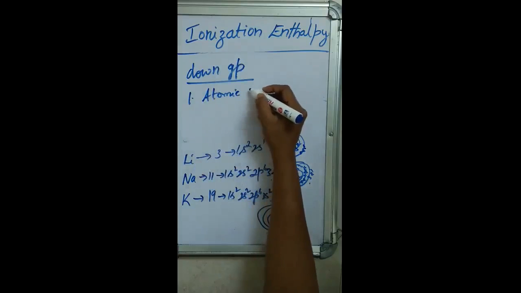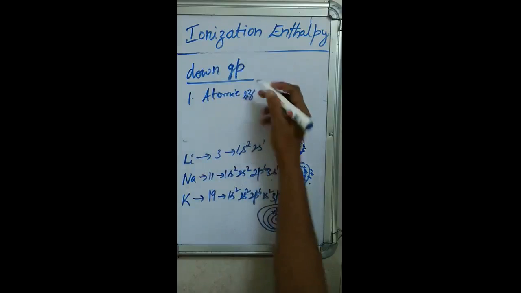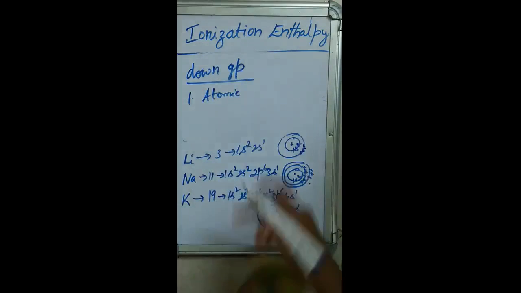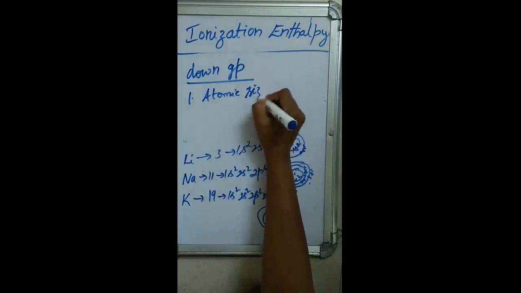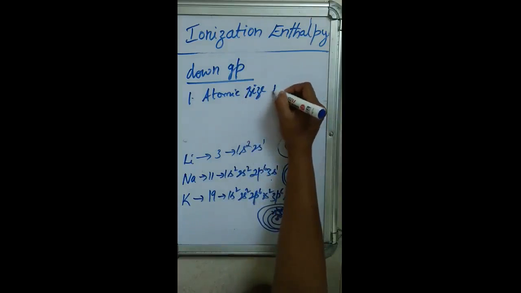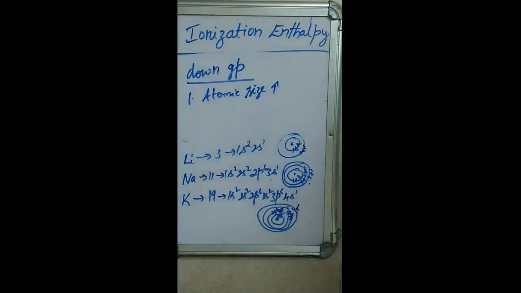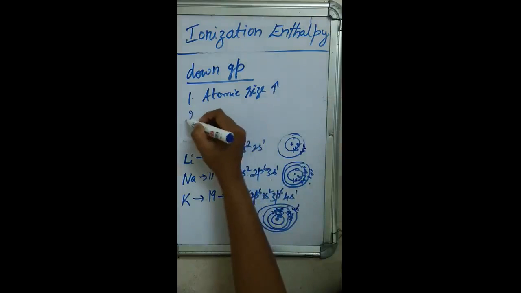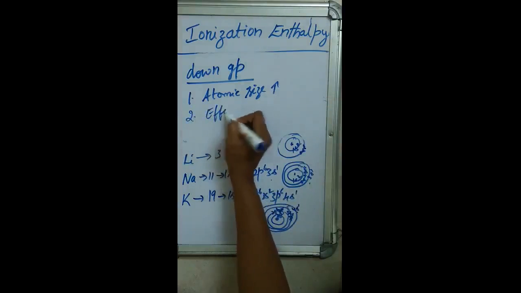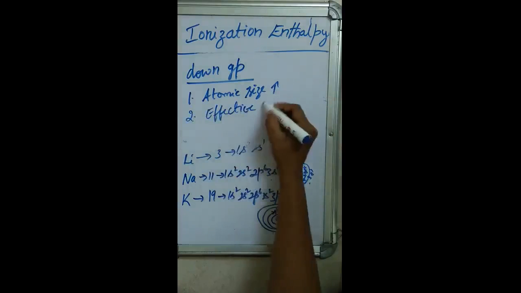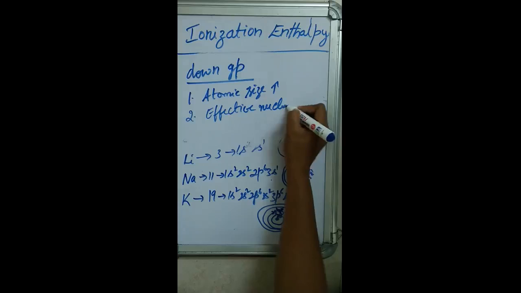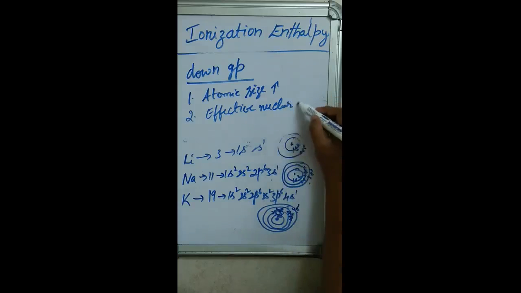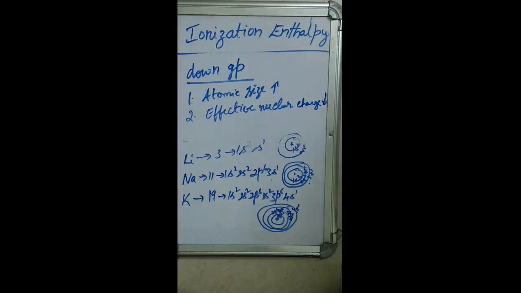Now atomic size or atomic radius increases. So what happened to the effective nuclear charge? Effective nuclear charge is nothing but the holding capacity of the nucleus, or the attraction power of the nucleus. So effective nuclear charge decreases, because the distance increases.